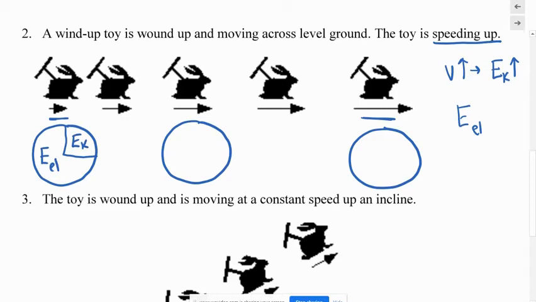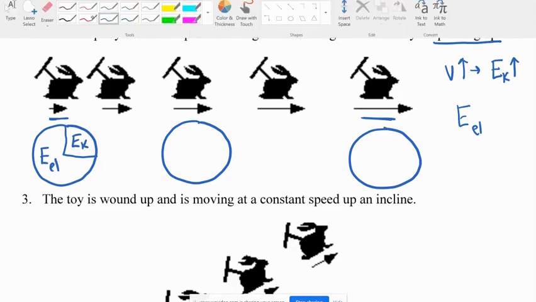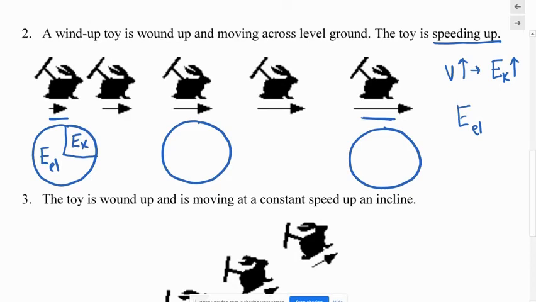Now the actual proportion, if you do 3/4 and 1/4 or half and half, doesn't matter. What matters is what comes next. In traveling to my next pie, I need to make sure that my kinetic energy increases because we see that the velocity arrow is getting larger. So I need to have more kinetic energy here than I did before. And thinking internally about what's happening to the bunny, the spring must be unwinding. So the elastic energy in the bunny must be decreasing.